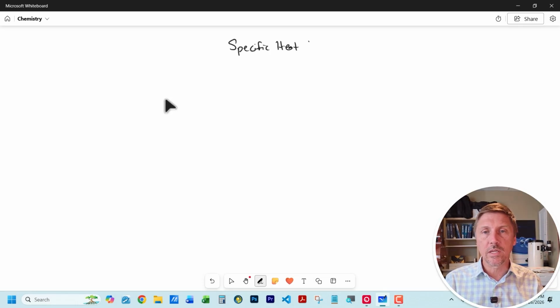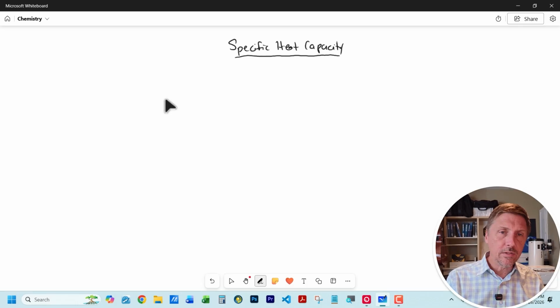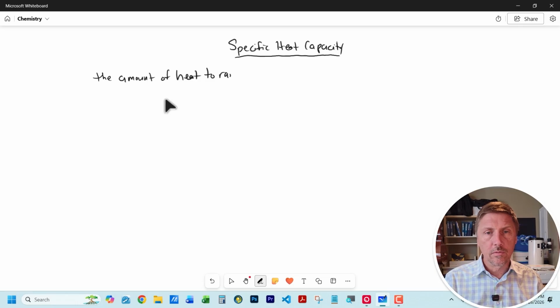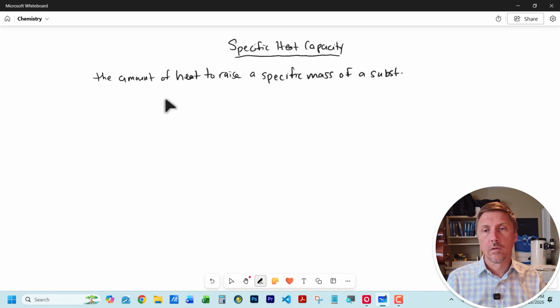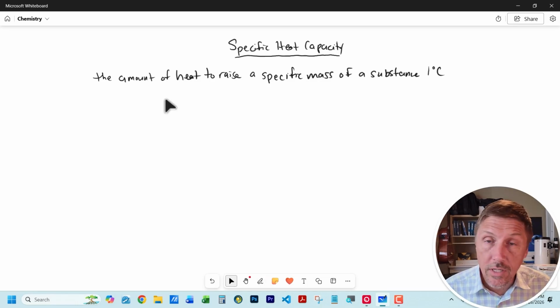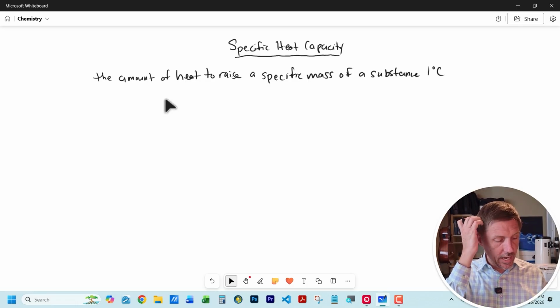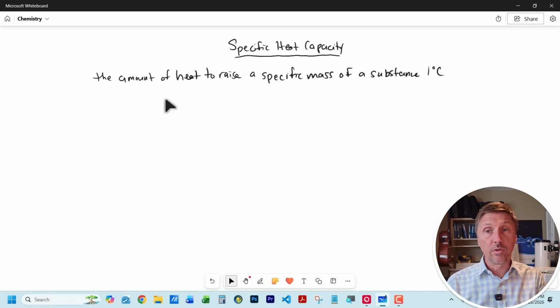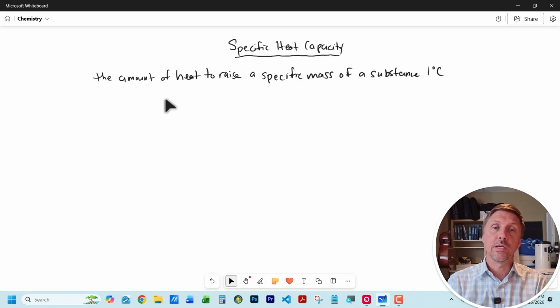All right, so what does that mean? Specific heat capacity. You'll also hear it referred to as just specific heat. But specific heat capacity is the amount of heat, this is going to sound very familiar, required to raise a specific mass of a substance 1 degree Celsius. Sounds a lot like when we were talking about calorie in the previous section. We said a calorie, a chemistry calorie, is the amount of heat required to raise 1 gram of water 1 degree Celsius. So a specific mass, in this case 1 gram of water, 1 degree Celsius, is called a calorie.